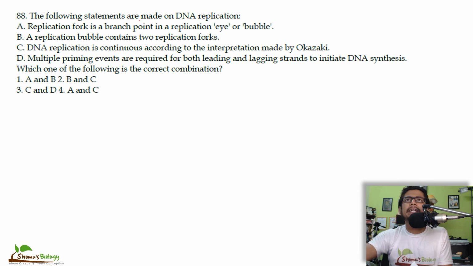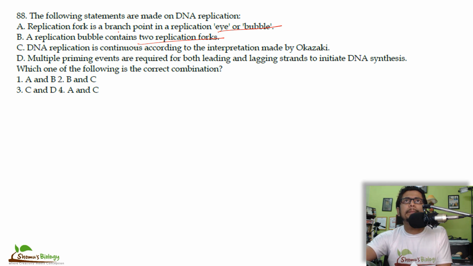The following statements are made on DNA replication. A replication fork is a branch point in a replication eye or a bubble. A replication bubble contains two replication forks. Now think about it. When you start reading the statements, you know that this question is not that big. It's small, so less time consuming. And this question is asked from DNA replication, general idea regarding the replication fork. So if you know about replication fork, which you should, you can answer this question quite easily.